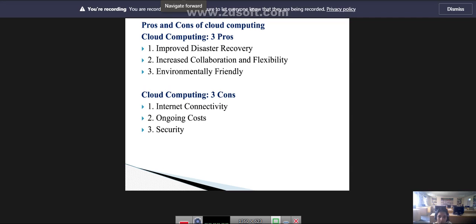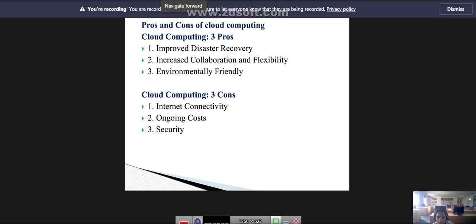In this we are having some advantages and disadvantages of the cloud computing. So we can say here is pros and cons of the cloud computing. So what is meant by pros and cons? Now only I told that is the advantages and disadvantages of the cloud computing. So in cloud computing we have 3 pros and 3 cons.